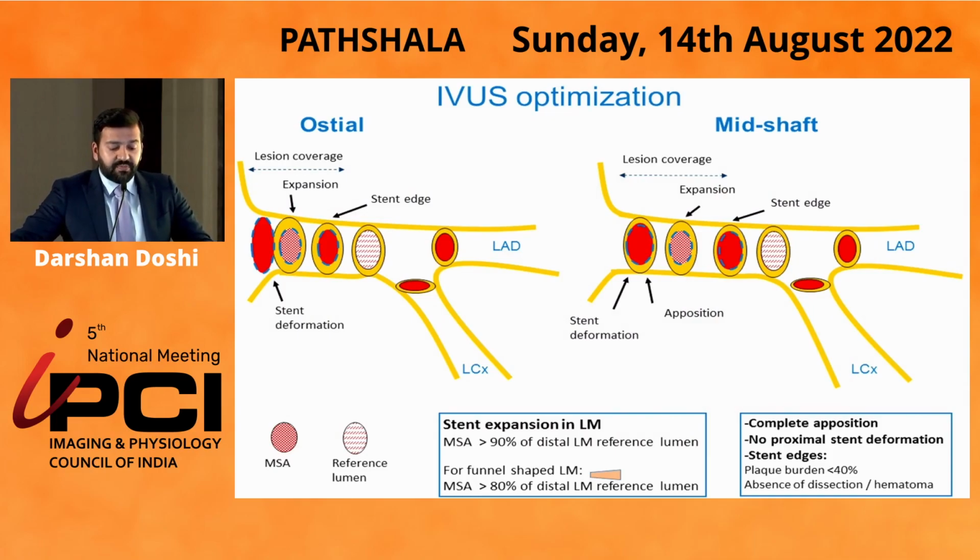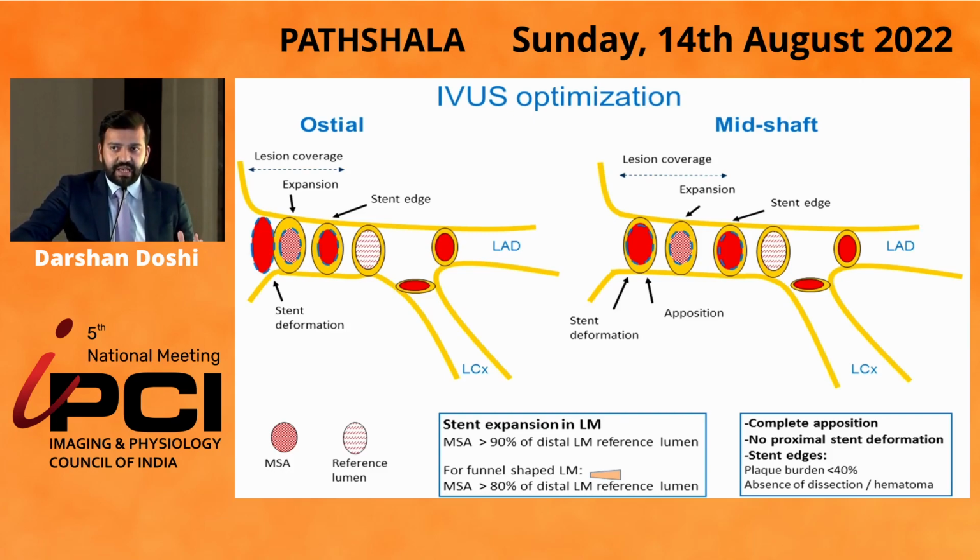So again, this is more work by Dr. De La Torre Hernandez, but essentially the way he describes how IVUS optimization needs to take place here is that you're going to really want an expansion in the left main where the minimal stent area is greater than 90% of the distal left main reference, okay? So for ostial and midshaft, you're going to use the distal left main reference, and you just want to make sure that it's greater than 90%. Now, not all left mains are tubular. Some of them actually become funnel-shaped. And so when that happens, you can accept something that's greater than 80%.